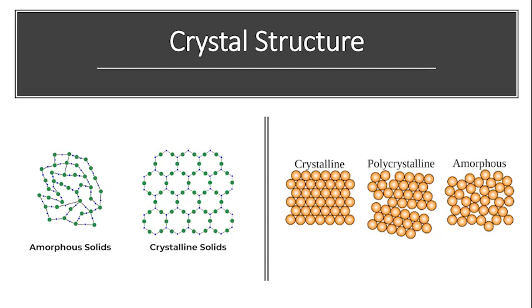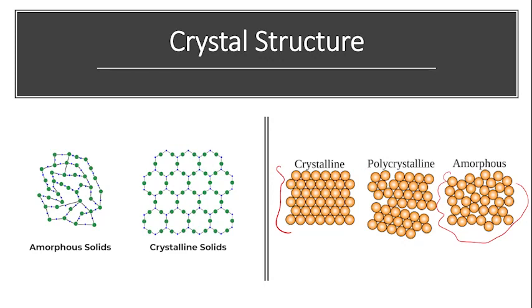Then, according to the crystal structure, your material is divided into two categories, basically crystalline and amorphous. What is a crystalline structure? In a crystalline structure, your atoms are in a serial manner, arranged in a pattern, you can say, like this. And in an amorphous structure, your atoms are not arranged in a periodic manner. They are arranged randomly.